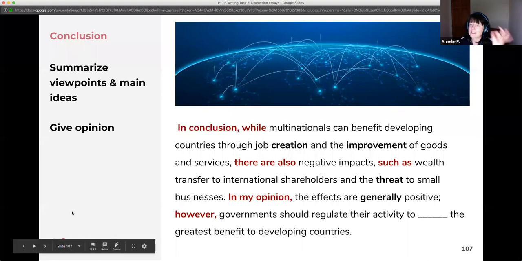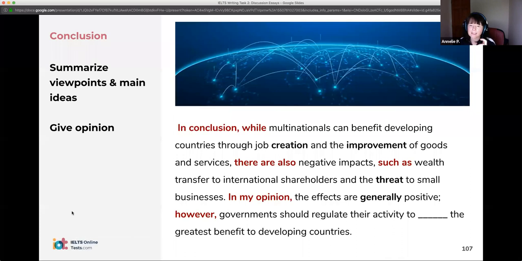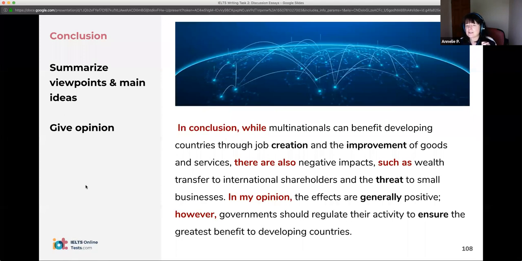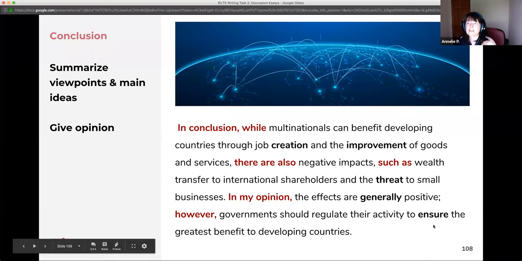So as I was saying at the beginning, we give our opinion, but then it's very nice to give a recommendation in the conclusion. So you're looking forward to the future. How can we solve these negative aspects of the situation while we keep the positive aspects? So something like should, ought to, need to, those kind of words look very good. So government should regulate their activity to... we're going for ensure the greatest benefit to developing countries. Again, words like ensure, avoid, risk work very well in the conclusion. Or also words like achieve. Those are very nice conclusion words.